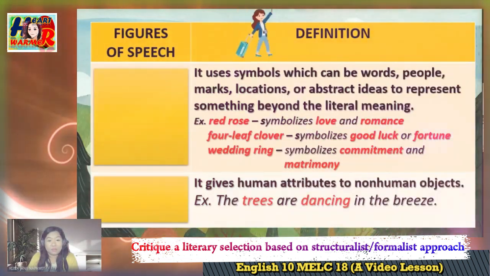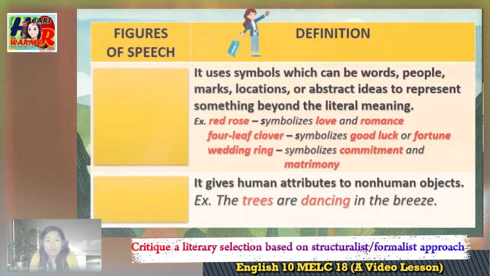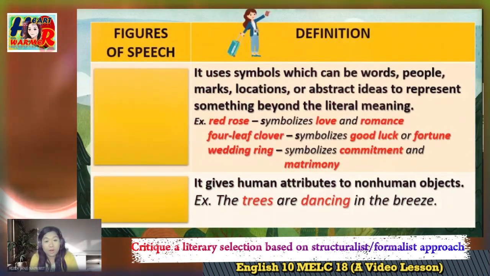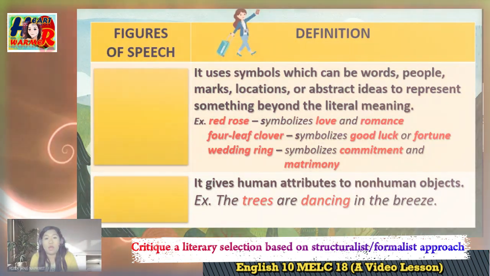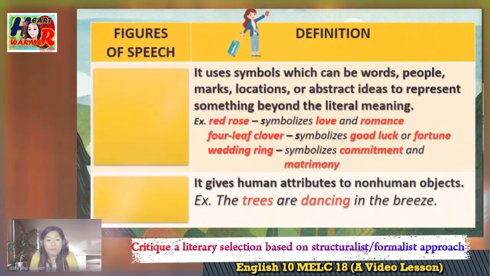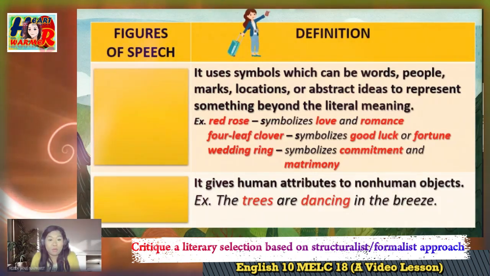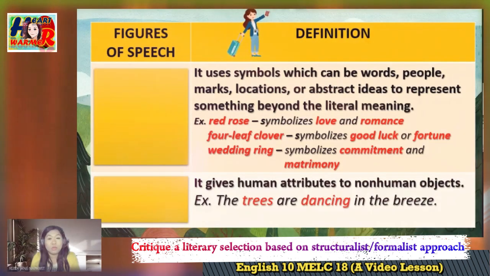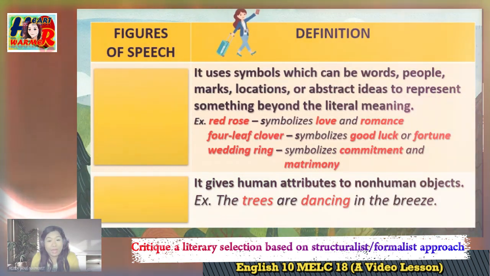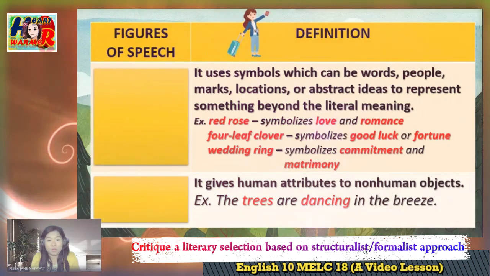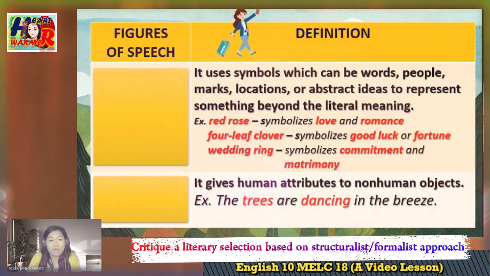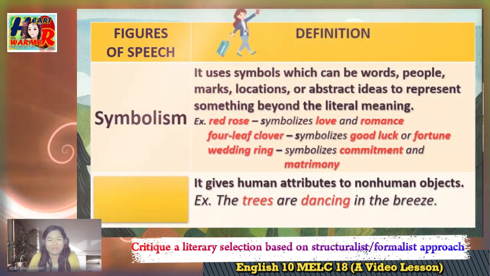Now let's continue. What do you think this one is? It uses symbols, which can be words, people, marks, locations, or abstract ideas to represent something beyond the literal meaning. For example, red rose symbolizes love and romance. Four-leaf clover symbolizes good luck or fortune. Wedding ring symbolizes commitment and matrimony. And because of the word symbolizes, obviously we are referring here to symbolism.